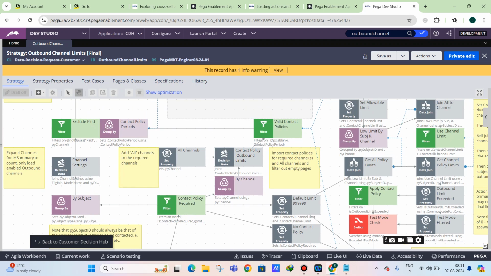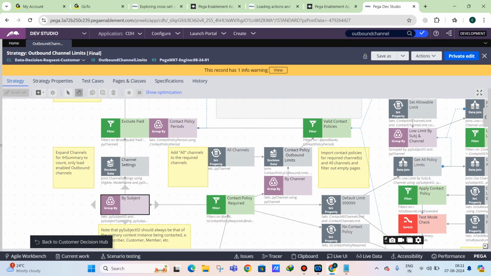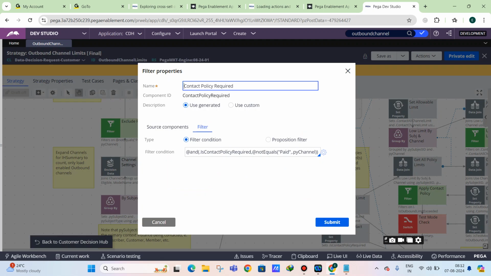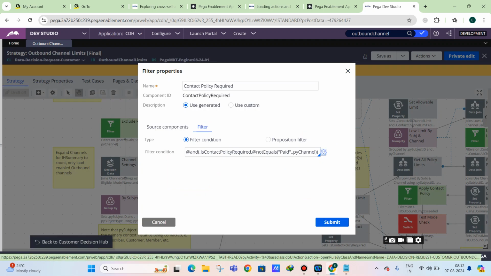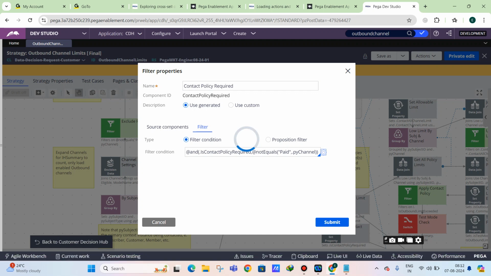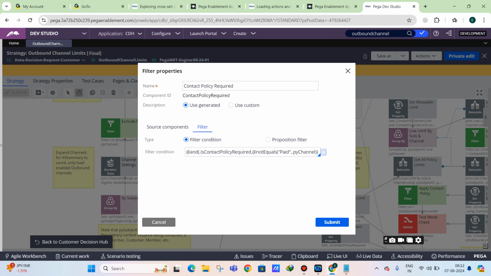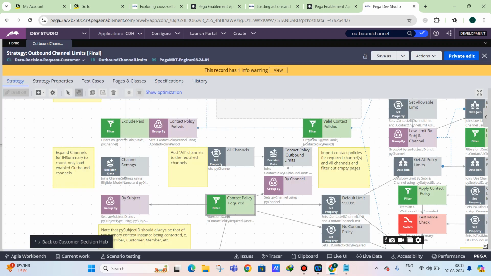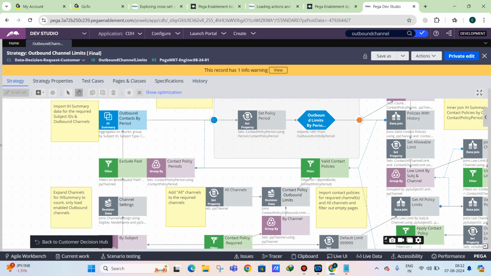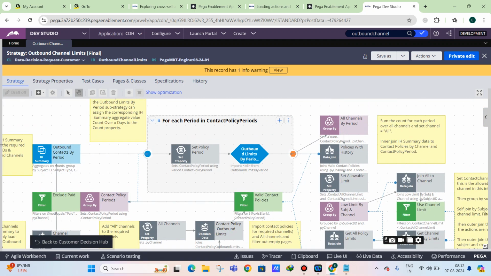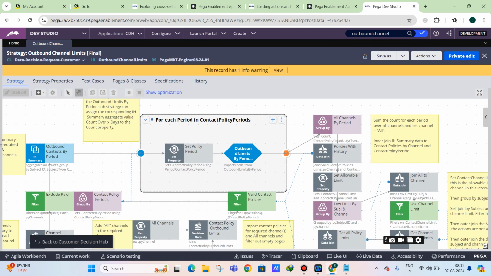You see here, group by the contact policy, and check for a particular customer, and if the contact policy is required or not. For example, sometimes you don't want the contact policies to be applied, so you can set this particular flag, is contact policy required, equal to false. Then for your application the contact policy restriction will be removed. So basically all this is where the contact policies are getting applied to your offers.